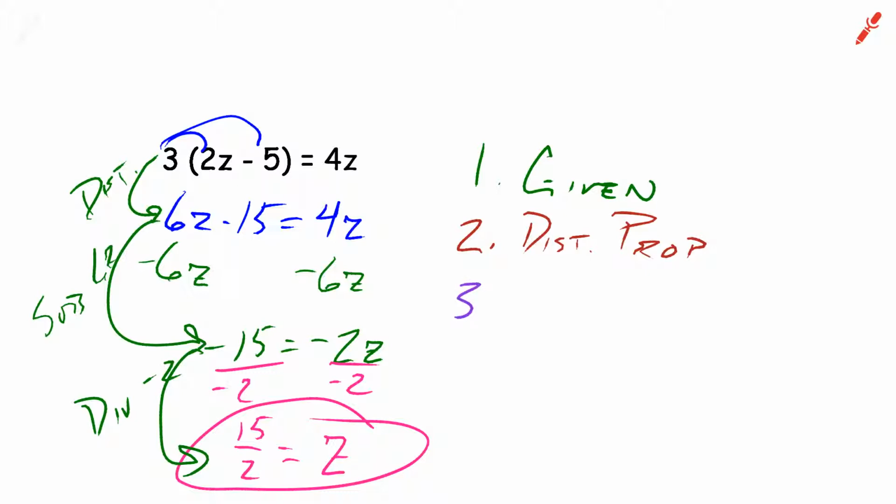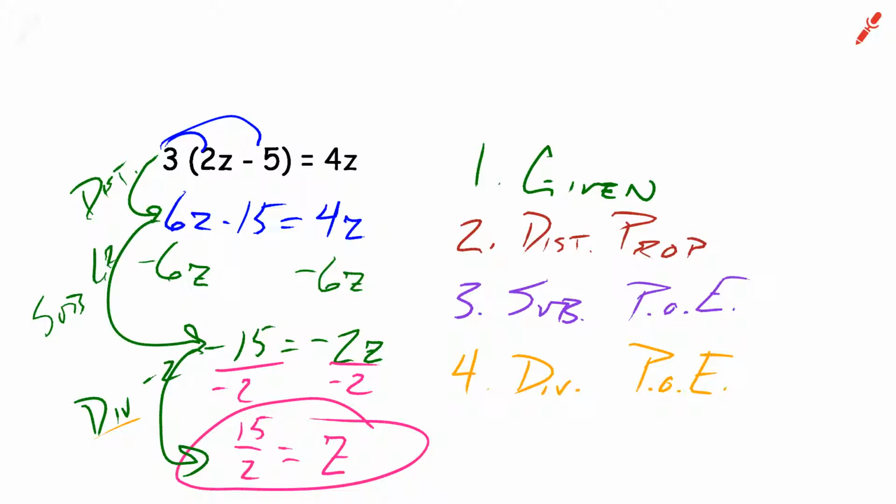Step 3 is going to be the subtraction property of equality. Again, I'm going to abbreviate this just for the sake of, well, time, really. Step 4 will be, anybody take a guess? Hopefully you're right. Step 4 is definitely going to be the division property of equality.